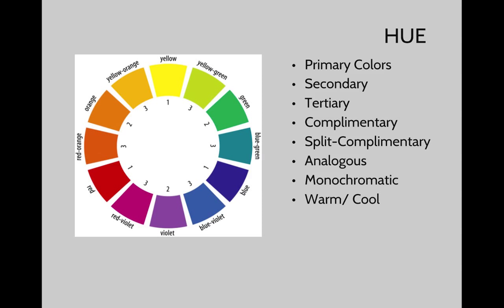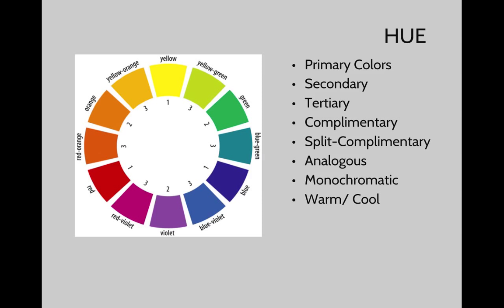Another term to be familiar with is monochromatic. Mono meaning one and chroma meaning color. So a monochromatic color scheme is a color scheme that uses only one hue, but a variety of values and or saturations. So if in a painting you can only see that the artist only used the color red, but light and dark reds, more saturated or intense reds and then desaturated reds, that would be monochromatic.